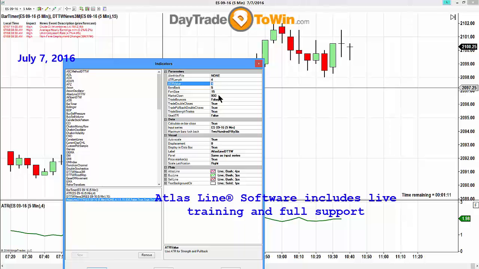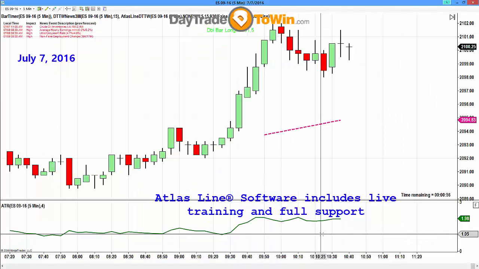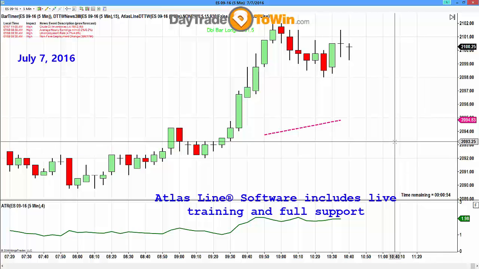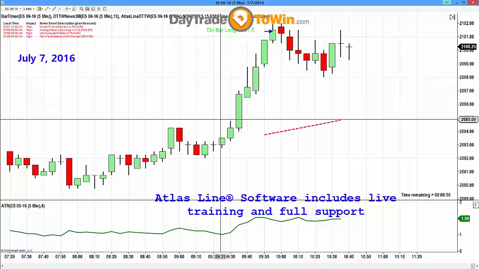I live in Eastern Standard Time, so I have to set it for when this market opens for me. And I have bounce trades. I have double bar long, double bar short. I have pullback and strength trades. And so when I add here the Atlas line for the E-mini S&P, you're going to see that today there's a long signal way up here.